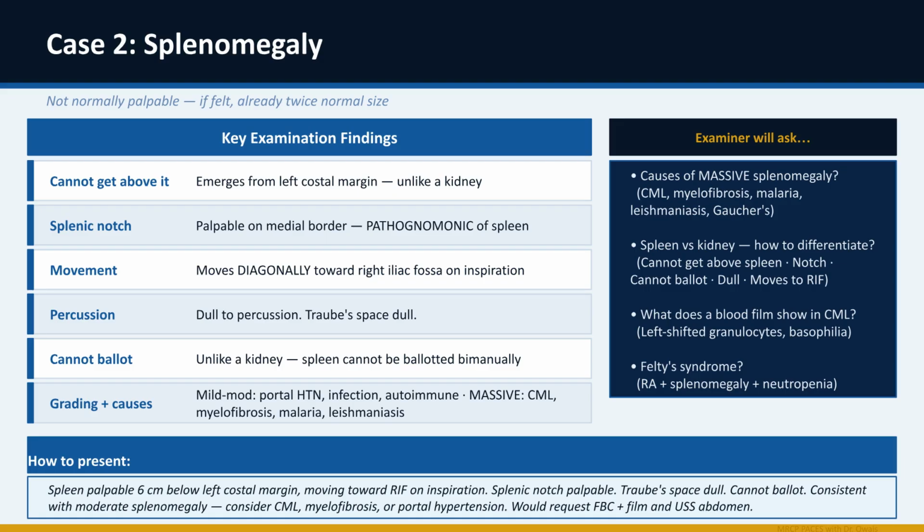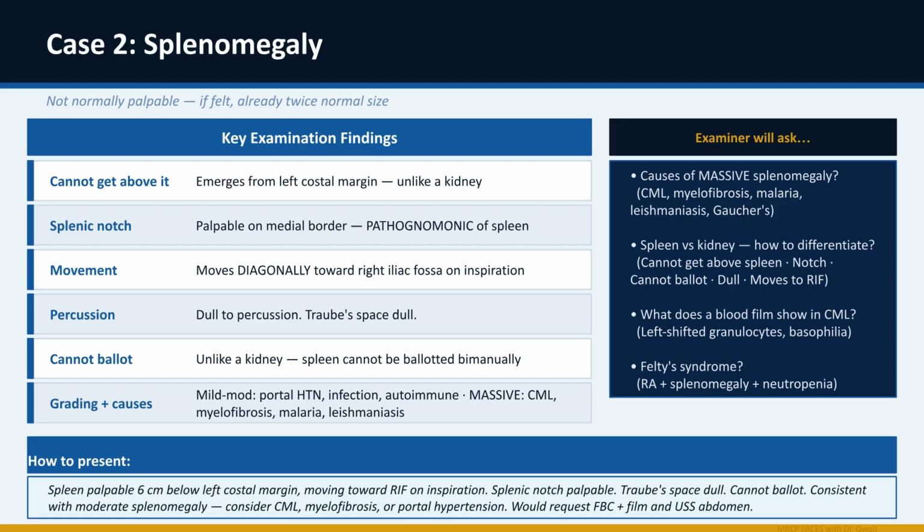Infection: EBV, malaria, endocarditis. Autoimmune: rheumatoid arthritis, Felty's syndrome, SLE. Massive splenomegaly, a favorite examiner question. The causes of massive splenomegaly are limited. Chronic myeloid leukemia, myelofibrosis, malaria, visceral leishmaniasis, and Gaucher's disease.